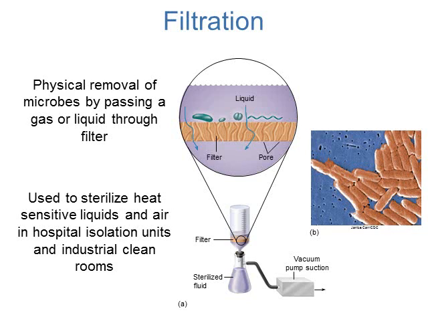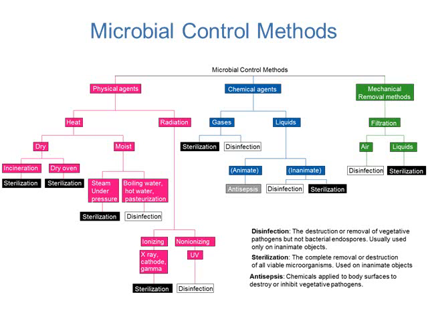Filtration is used to sterilize heat-sensitive liquids. It's used to sterilize air in hospital isolation units, or to sterilize air in industrial clean rooms. So if you're creating computer components, you don't want any dust getting in there or microorganisms. The hospital isolation units use HEPA filters in order to get everything out of the air. Alright, so that was the filtration.